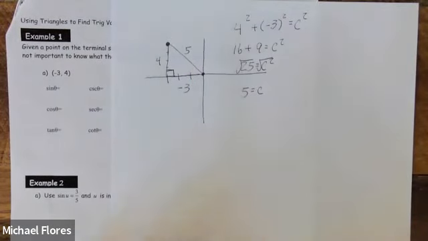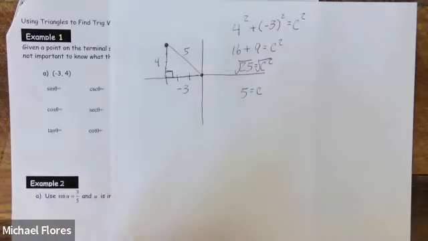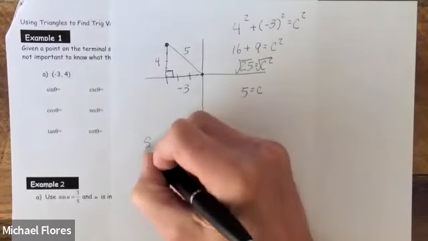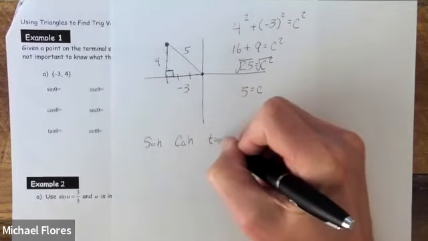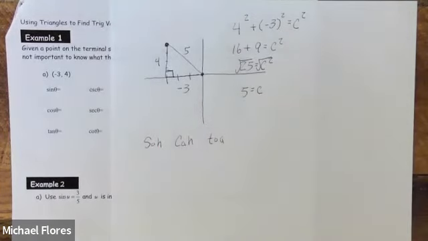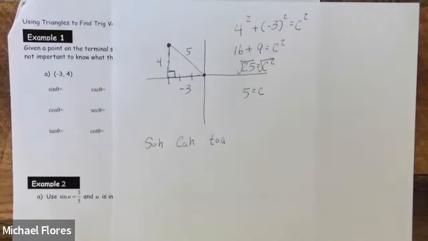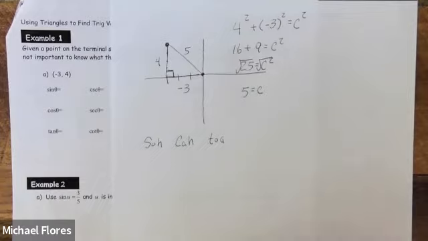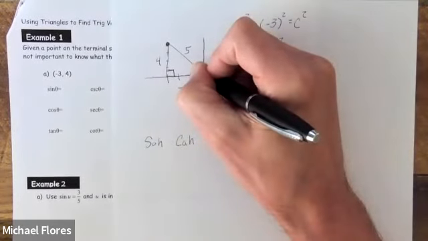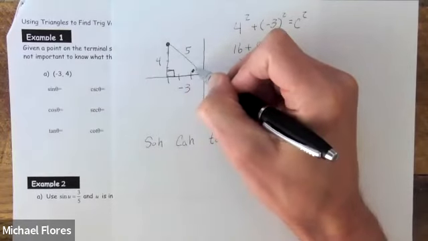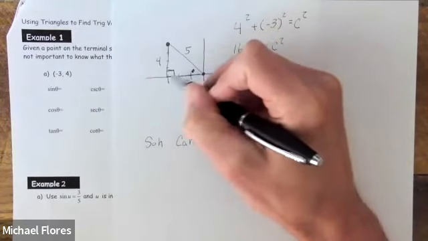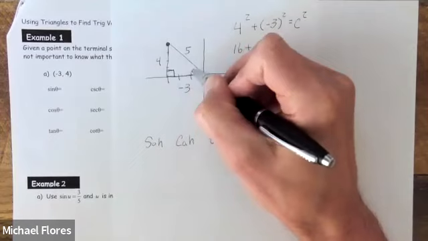And now we can find our values here. Remember SOHCAHTOA. Well, in order to use SOHCAHTOA, we have to have an angle theta that we're going to use as our reference point. And our angle theta is going to be here. It's always going to be the distance between your terminal ray and your closest x-axis, right here.